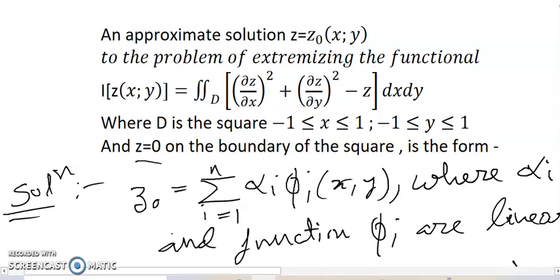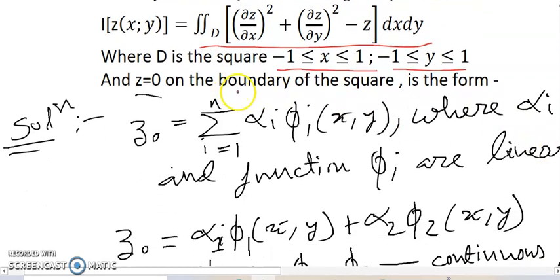Let's start to discuss an approximate solution z = z0(x, y) to the problem of optimizing the functional I[z(x, y)] = double integral over D of [(∂z/∂x)² + (∂z/∂y)² − z] dx dy, where D is −1 ≤ x ≤ 1, −1 ≤ y ≤ 1, and z = 0 on the boundary of the square.